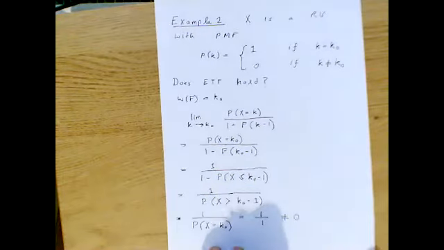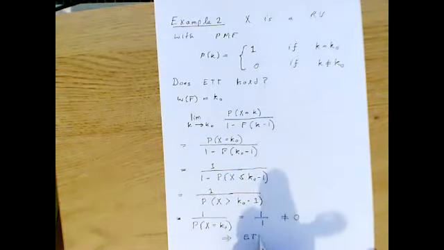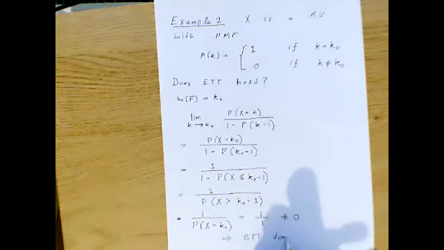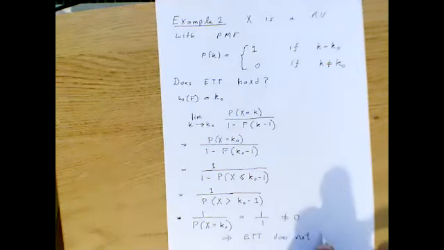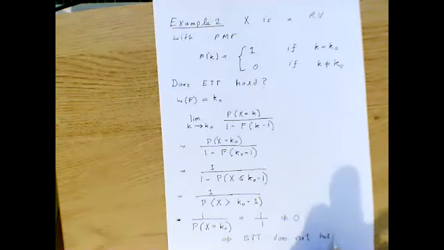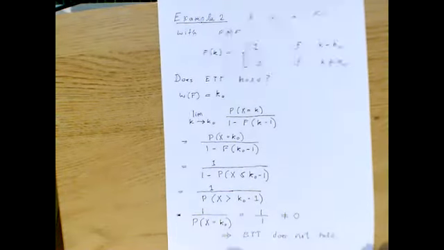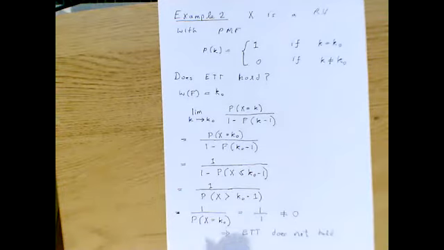So the conclusion is the same as in the previous example, that the extremal types theorem does not hold. All right, guys, so that's example 2.